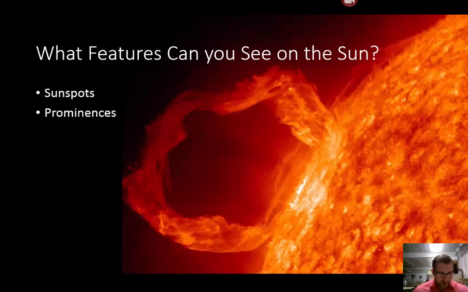Prominences. Sunspots usually occur in groups. Huge loops of gas called prominences often link different parts of sunspot regions. So we can see a prominence in this picture.